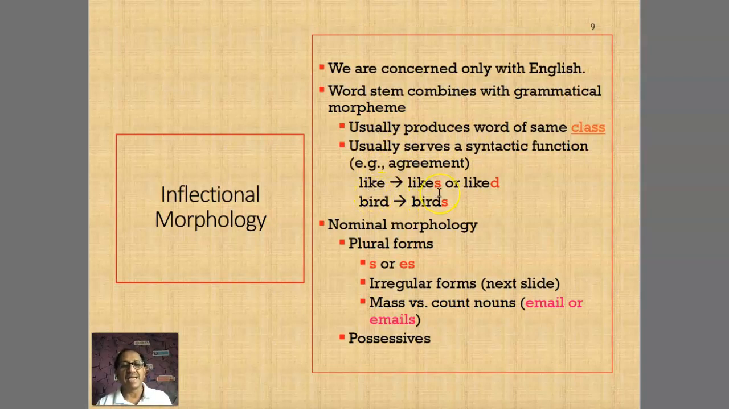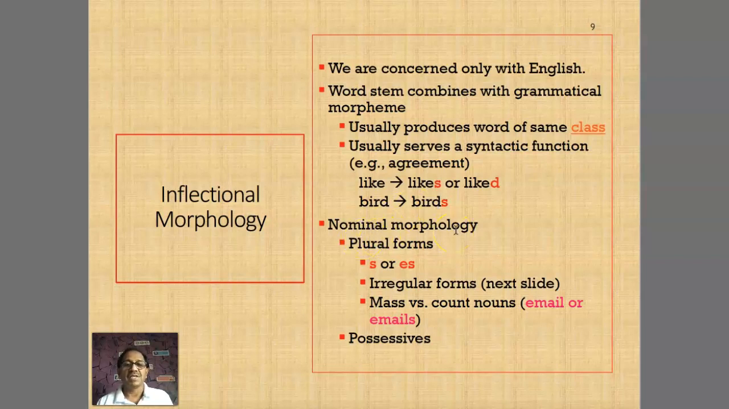Like becomes likes. Right? Likes is third person singular agreement. Like is a verb, likes is also a verb. Or liked, which is past tense. So like the verb, liked is also a verb. The only difference is like is in present tense, liked is in past tense. Similarly, a word like bird is a noun, and when you add s, it becomes birds. Bird is a noun, birds is also a noun.